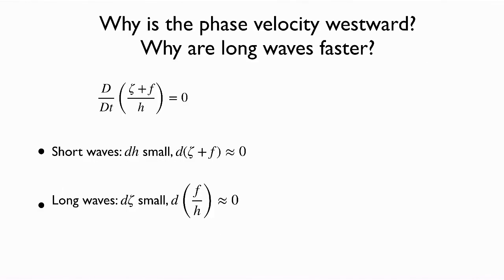So why is it always going to the west? And why are the short ones slow? There's an argument you can make. Imagine that you have some vorticity somewhere. So we have a vortex like this, and we're also in a situation where you have a strong Coriolis force there and a weaker Coriolis force there.